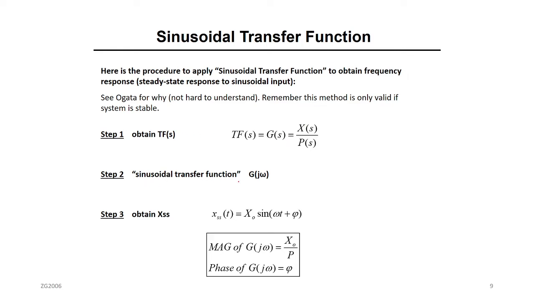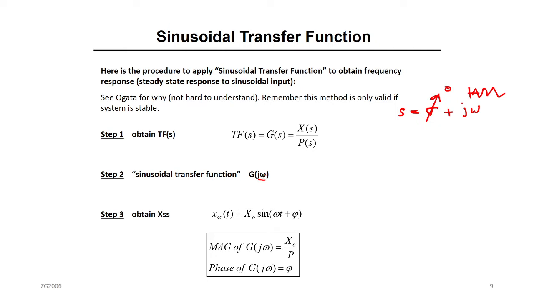Then step number 2, get the sinusoidal transfer function. For the sinusoidal transfer function, just plug in jω instead of s. This is the frequency part of s. You remember what s is? We call this the complex variable, s = σ + jω. This is the real part, this is the imaginary part. For the sinusoidal transfer function, we assume the real part is 0. So we're left only with this part, which is the harmonic part. We call it the sinusoidal transfer function.